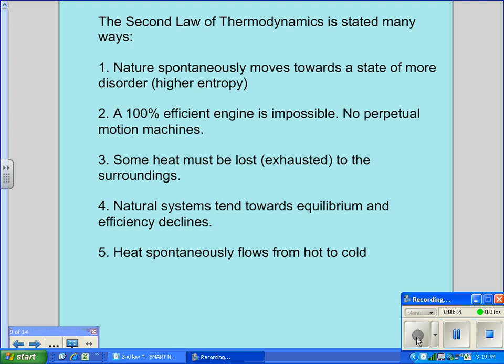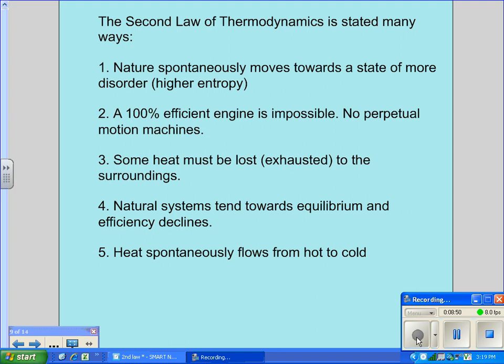Another way we can talk about it is that a 100% efficient engine is impossible. We will never get all of our thermal energy to do work. We're always going to lose some of that energy to the outside. Some heat must be lost or exhausted to the surroundings. We'll take a look at why that has to happen. You might already be able to figure it out by looking at those piston diagrams. Four, natural systems tend towards equilibrium and efficiency declines. And five, heat spontaneously flows from hot to cold.